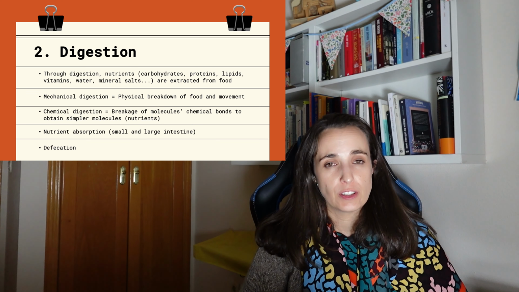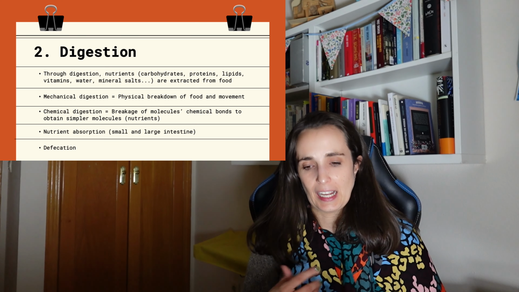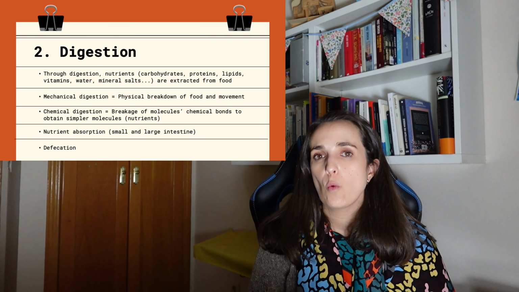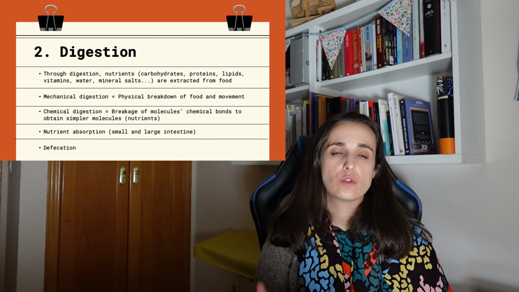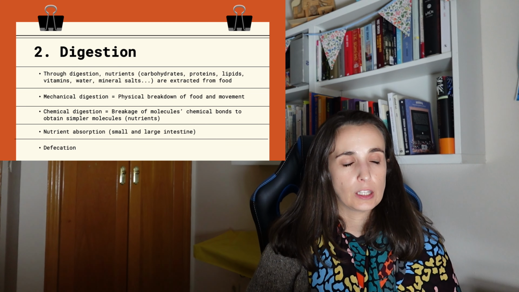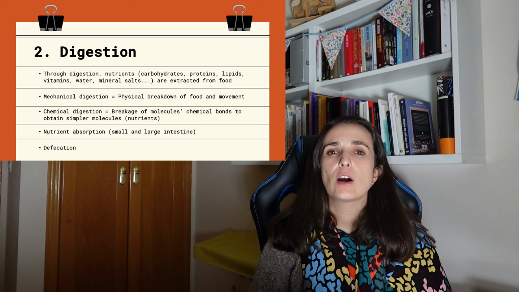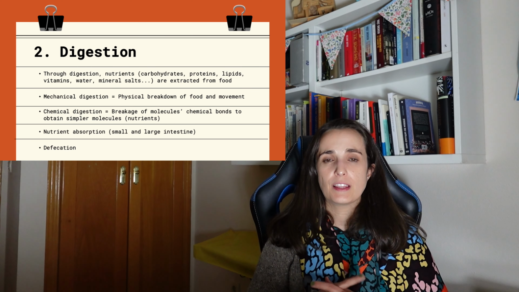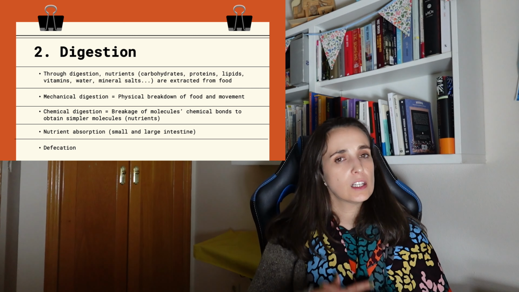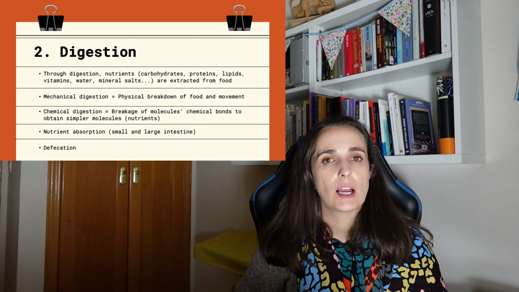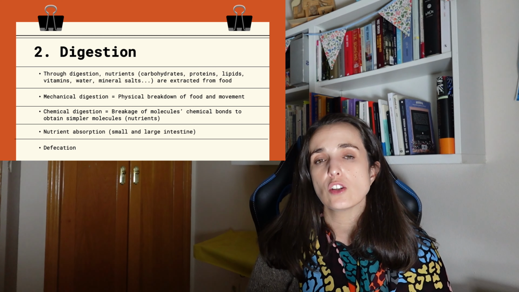And after breaking physically and chemically the food into nutrients, we will absorb them to go to the circulatory system, that we will talk about in two videos. The process of absorption happens both in the small intestine and in the large intestine. We will see what we can absorb in each intestine in a few slides also.